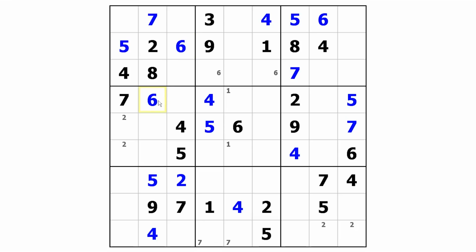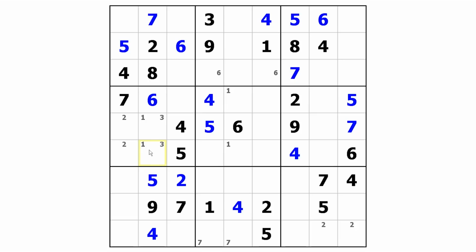and we can enter all of these numbers as well. And now there are only 2 empty cells in column 2, so they must be a naked pair of 1 and 3. Those are the only 2 numbers left in that column. And so those are bi-value cells. One of those cells has to be a 1, and the other has to be a 3.